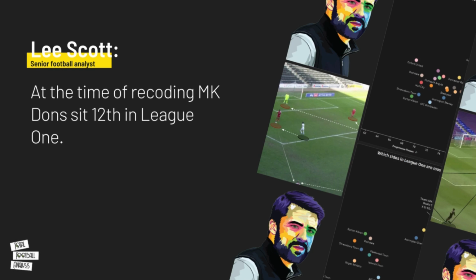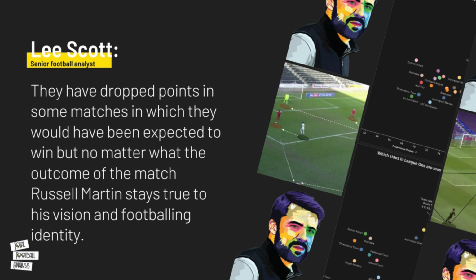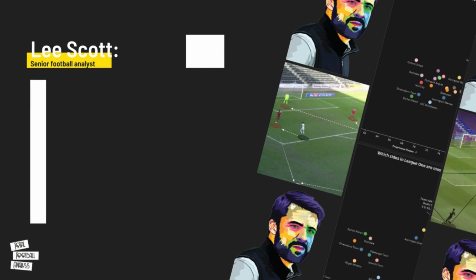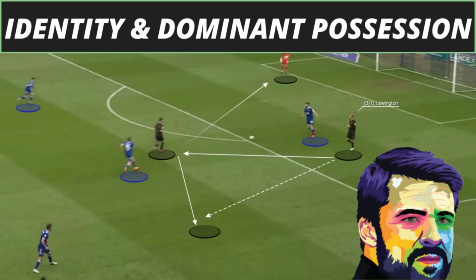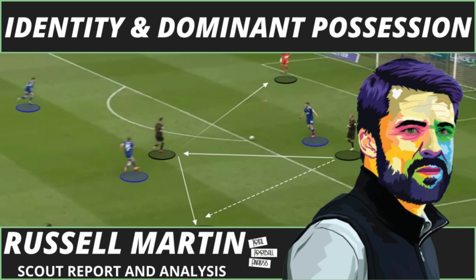For Lee Scott's conclusion, at the time of recording this, MK Dons sit 13th in League One. They have dropped points in some matches in which they would have expected to win, but no matter what the outcome of the match, Russell Martin stays true to his vision and footballing identity. MK Dons are a side that feels set up for success under Martin. The key will be keeping the coach at the club, and if they continue to perform this way, that would be extremely hard. And unfortunately, that wraps up this tactical analysis of Russell Martin at MK Dons.